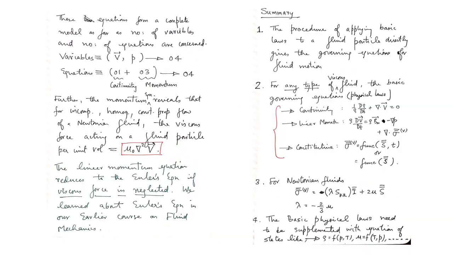So these equations form a complete model as far as number of variables and number of equations are concerned. So remember, it is of prime importance for us that whenever we are writing down the basic physical principles and equations that govern any fluid flow problem, whenever we write down the mathematical model, we must perform a check that the number of variables involved in those equations and the number of equations themselves must match as far as counting is concerned.